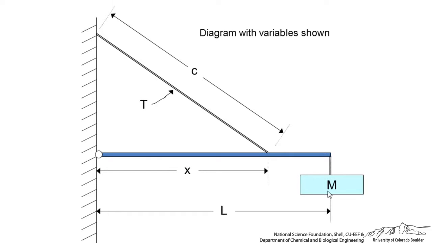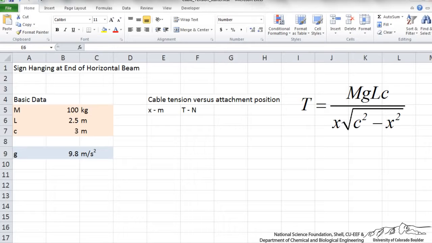If we have too big of a mass, as mass goes up, tension goes up, and it might even snap. Attachment position of the cable is little x. And then we have the mass of the sign, which is big M. So let's try to solve this in Excel.